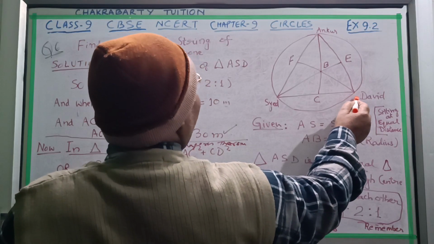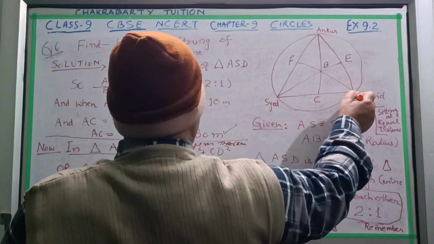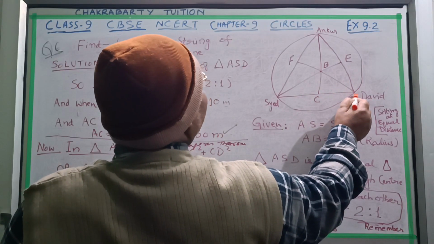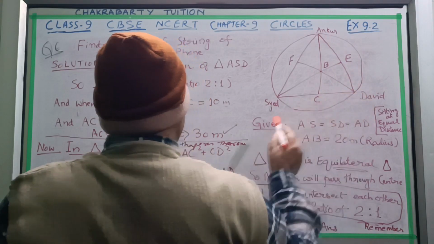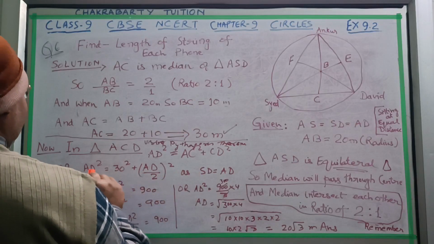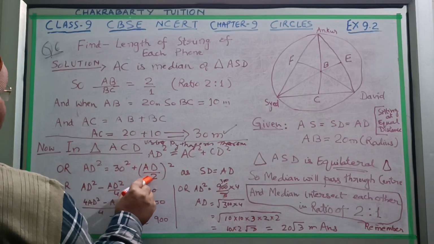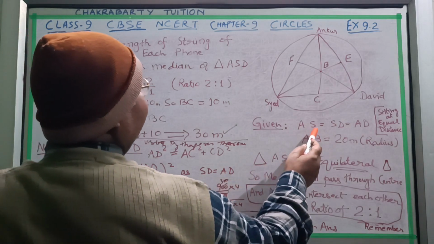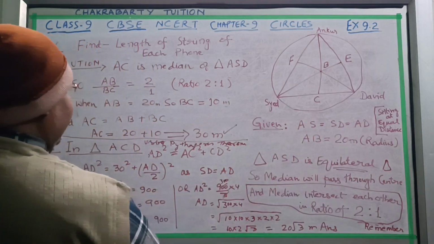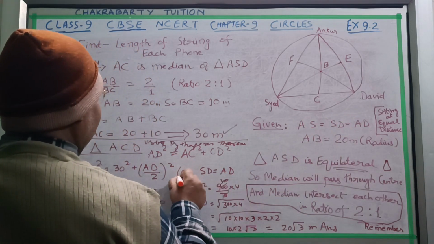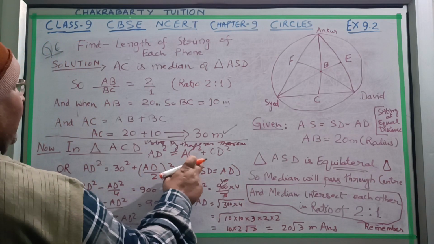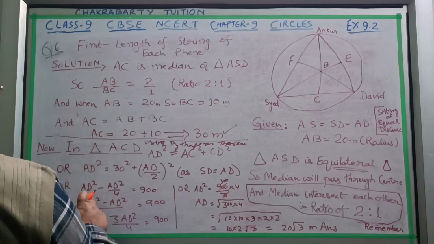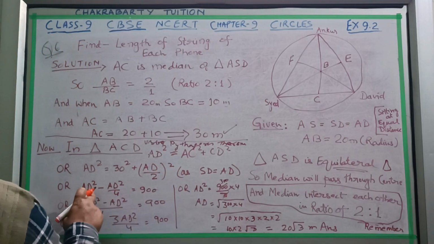CD is half of AD, because this line and this line are equal. So CD we can say it is half of AD also. Why are we writing AD? Because AD is here also, so it will be easy for us to solve the question. As SD is equal to AD, it is already given. So in place of CD, we can write AD upon 2 also. So AD, now we are putting the value.